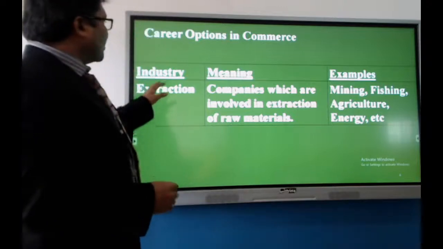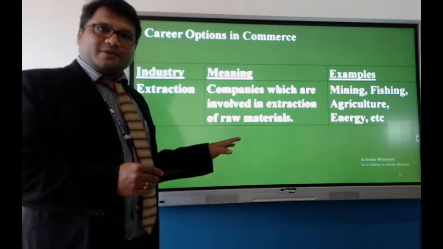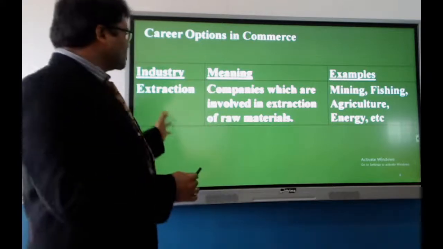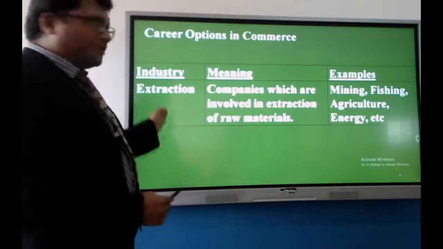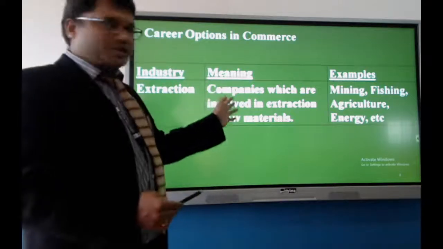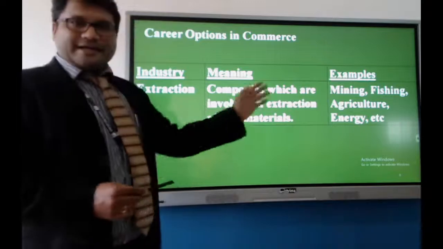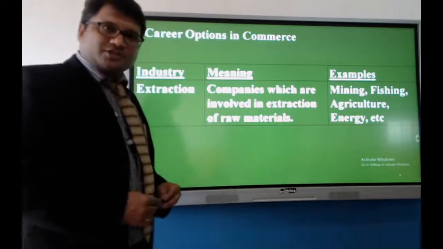So what I have done is I have taken the different career options which are available nationally or internationally. I have just summarized them in this table, and in the first column I have taken industry, then the meaning of that industry, and then some examples of that industry. That is how I have segregated it. So first industry is the extraction industry.